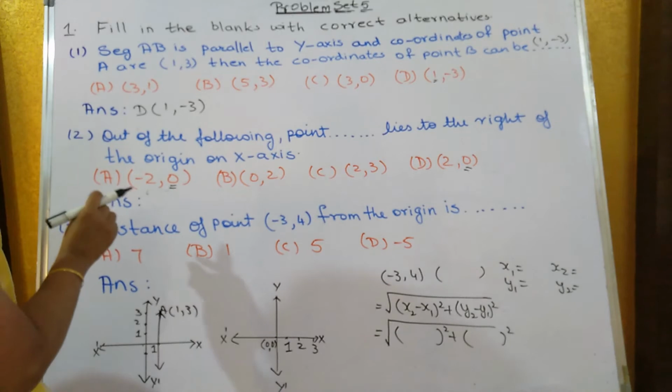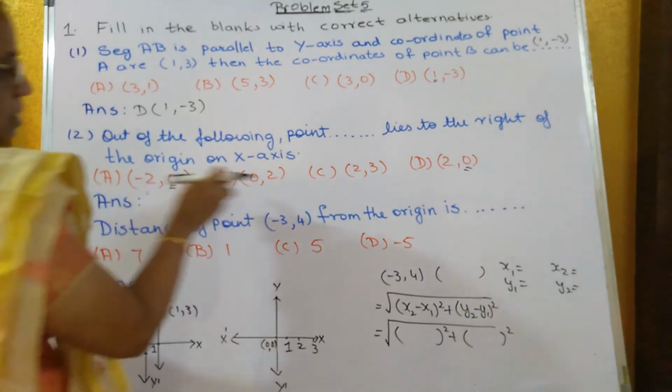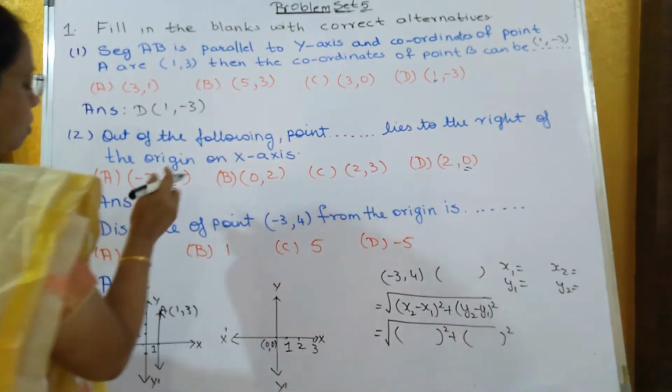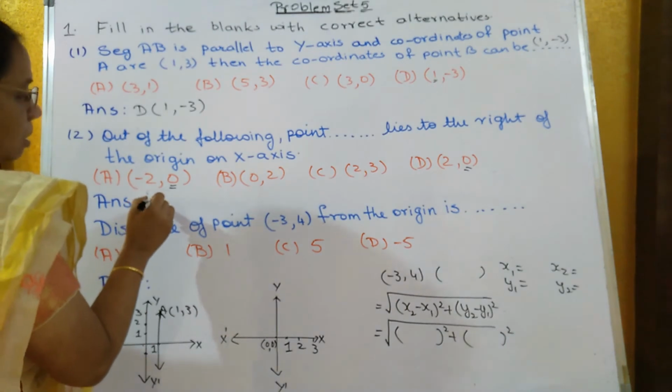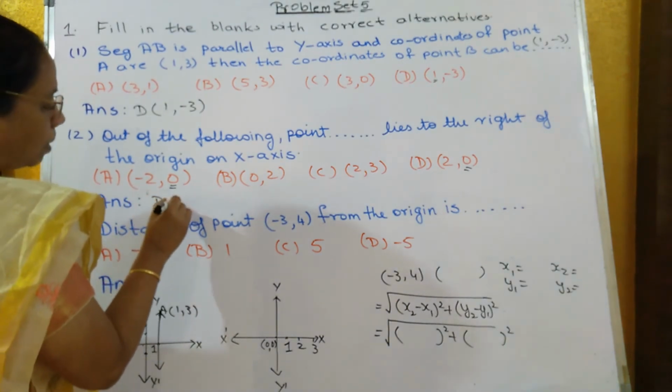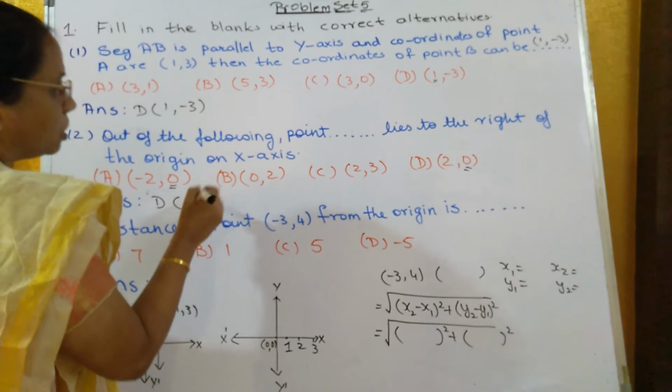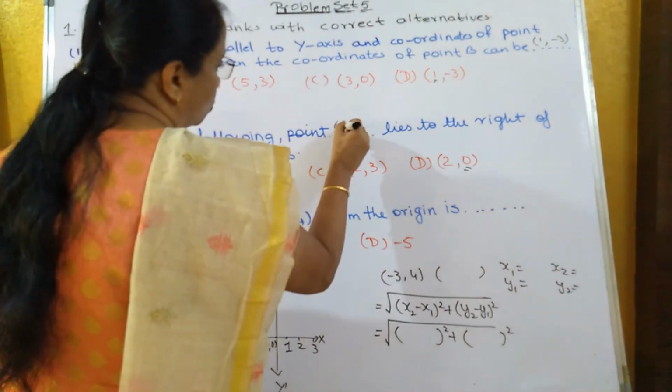So which one? This is negative, so this can't be the answer. Over here it is positive, so the correct option is what? D, that is 2 and 0. So answer is what? 2 0.